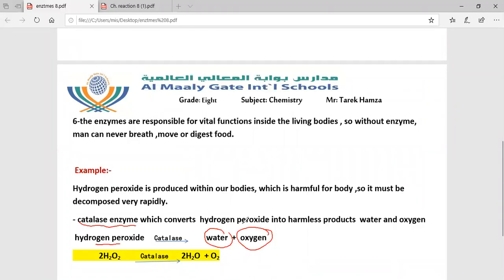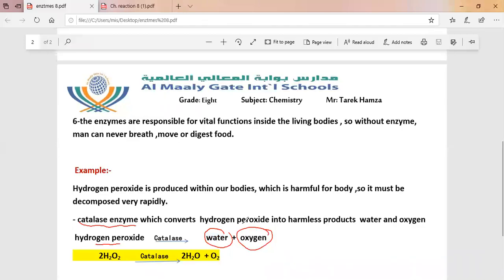Hydrogen peroxide is a harmful product found in our body. So it must be decomposed very rapidly. How? By an enzyme called catalase. This enzyme converts hydrogen peroxide into harmless products like water and oxygen. This equation is represented by hydrogen peroxide, in the presence of catalase enzyme, converted to water and oxygen: 2H2O2 with catalase gives 2H2O plus O2.